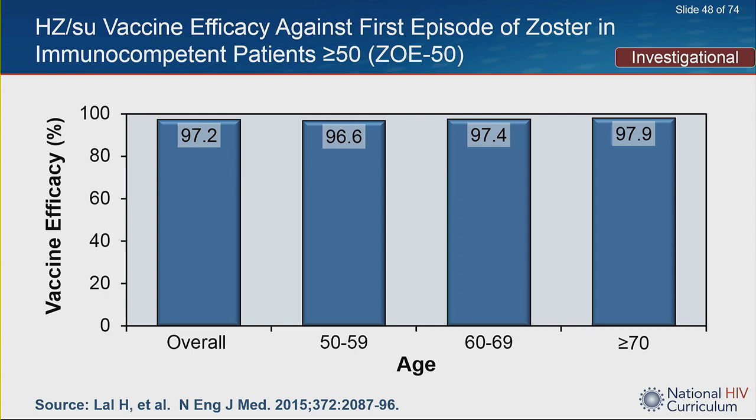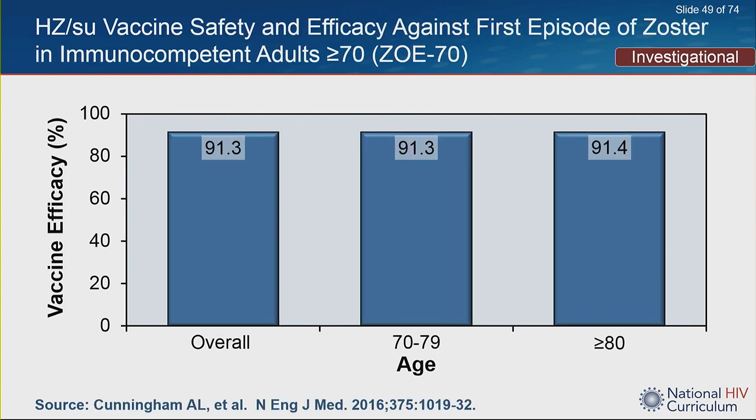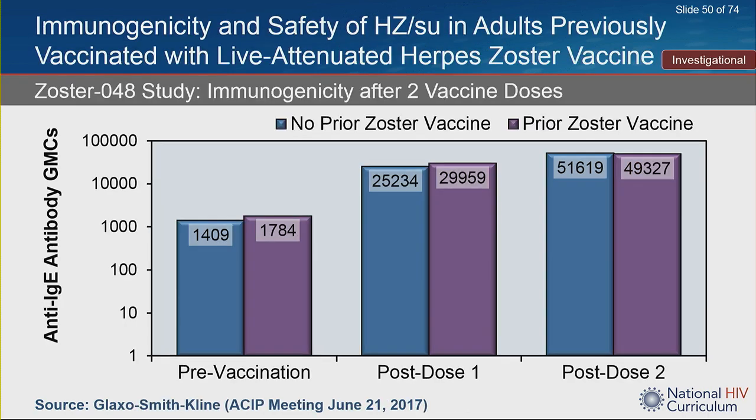And just to follow up from that, they did the ZOE 70, which is just looking at people over the age of 70, and even going out over age 80, look how effective this vaccine was. And it's not a live virus. So it's very safe and extremely immunogenic. And they've actually done this in bone marrow transplant patients, which I think is a greater litmus test than HIV infection in terms of immunosuppression. It was very safe in that setting as well.